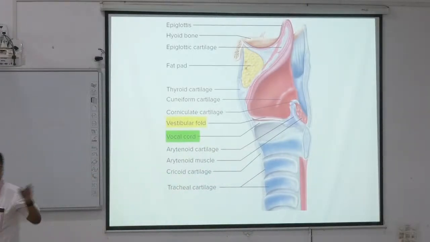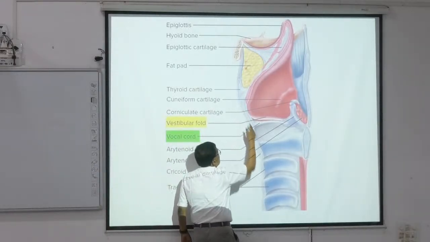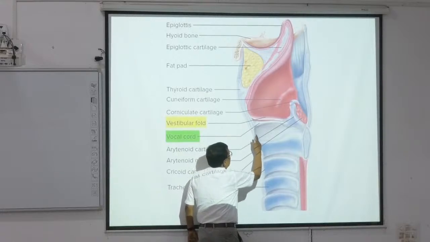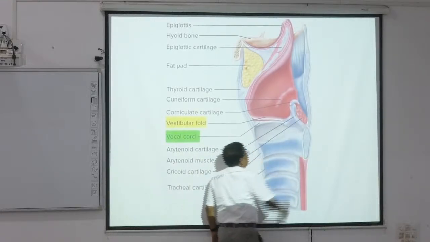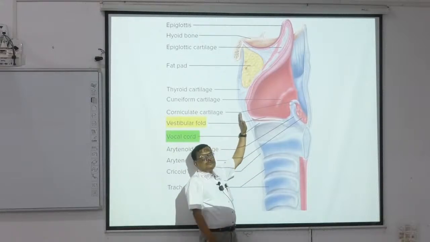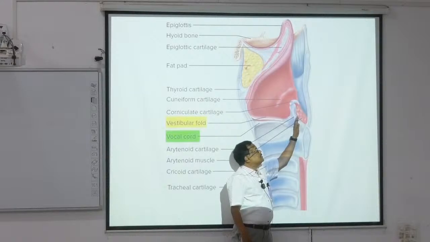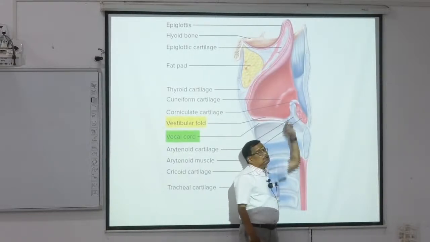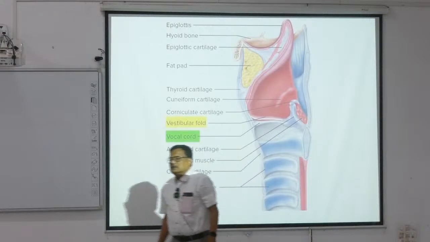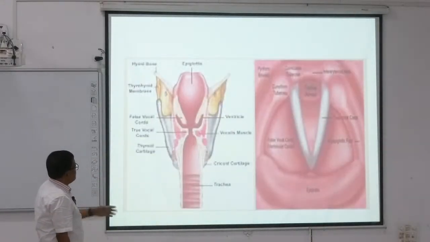So this is the cut section of the epiglottis, and the cavities look like that. This is the cut section of the thyroid cartilage. This is the cut section of the cricoid cartilage, and this is the arytenoid cartilage. You cannot see the arytenoid cartilage from the front, only from the back side. Above the arytenoid cartilage, this is the corniculate and here the cuneiform cartilage. Next. Okay, next.